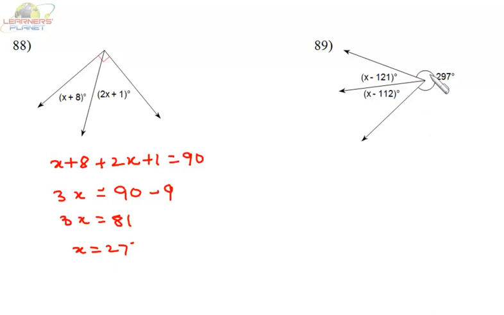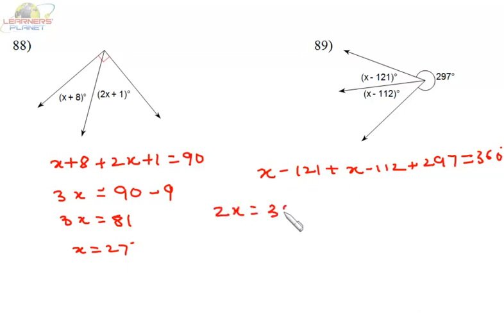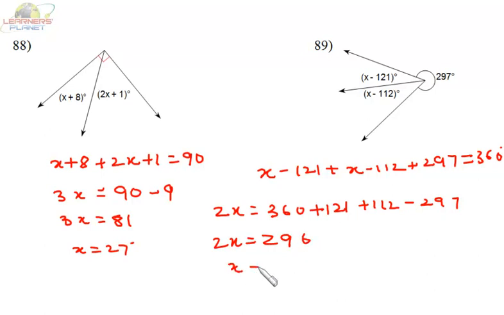Similarly, this complete angle will be 360 degree. So let's write the equation. x minus 121 plus x minus 112 plus 297 is 360. So 2x is equal to 360 plus 121 plus 112 minus 297. So 2x is equal to 296. That means x is equal to 148. Quite simple.